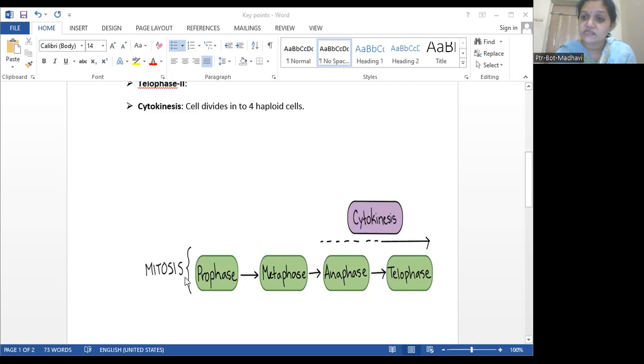So in this one, it is having 4 steps: prophase, metaphase, anaphase, telophase. In these 4 steps, what happens? In the prophase, the chromatin material condenses to form the chromosomes. That is, it is making the chromosomes according to the organism's body. So however many chromosomes have to be there, it will make only those chromosomes.